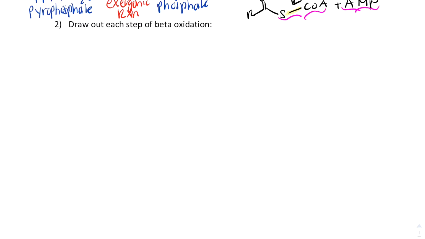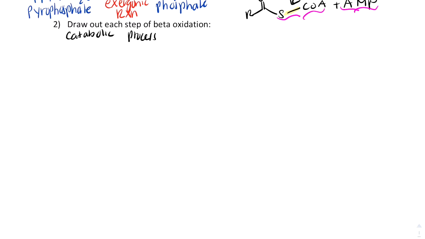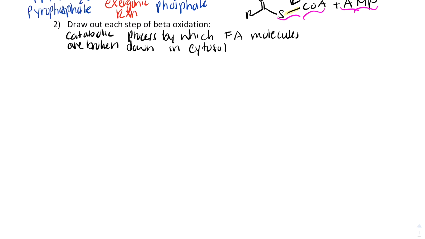So let's first begin by defining what beta oxidation is. It's a catabolic process by which fatty acid molecules are broken down in cytosol to generate acetyl-CoA. And this right here is the important part, generating acetyl-CoA.